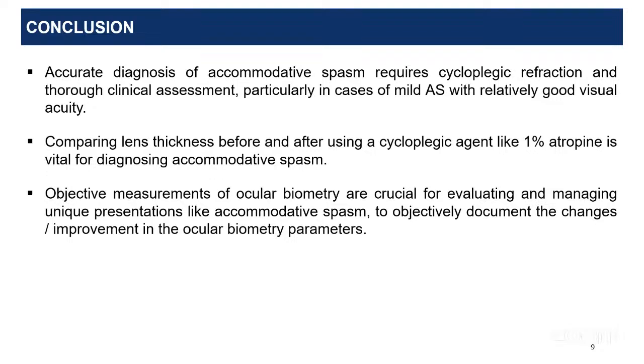In conclusion, accurate diagnosis of accommodative spasm requires cycloplegic refraction and thorough clinical assessment, particularly in cases of mild accommodative spasm with relatively good visual acuity. Comparing lens thickness before and after using a cycloplegic agent like 1% atropine is vital for the diagnosis of accommodative spasm. Objective measurements of ocular biometry are crucial for evaluating and managing unique presentations like accommodative spasm, to objectively document the structural changes in the lens and improvement in the ocular biometry parameters.